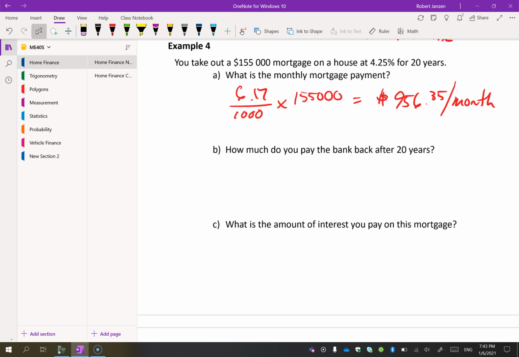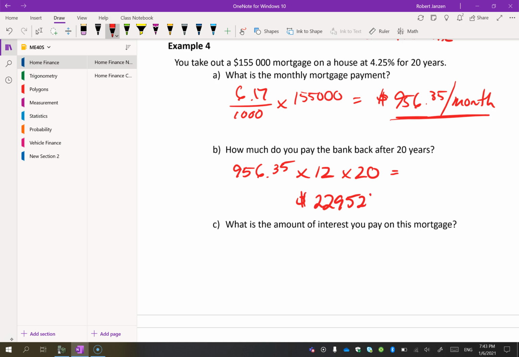How much do you pay the bank back after 20 years? So here's what that's asking. It's saying if we're paying $956.35 per month, that means we pay that 12 times in a year, and we do it for 20 years. How much are you actually paying? That means you pay this much for this much. You're borrowing $155,000, but you're actually paying $229,000.